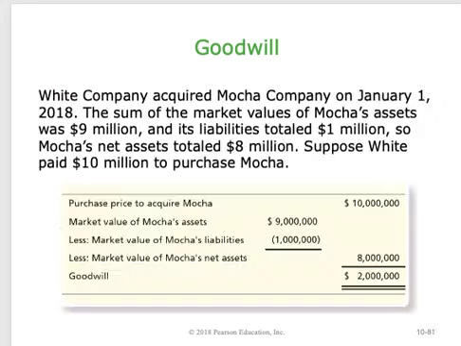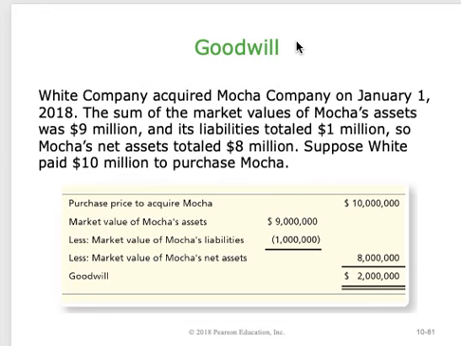Now here's an example of goodwill. White Company acquired Mocha Company. Now, goodwill is only recognized if one business buys another business. So this is not something that happens every year. It doesn't happen all the time. And it's just when someone pays over and above what the business is worth on the books. So that's what we're going to look at here.